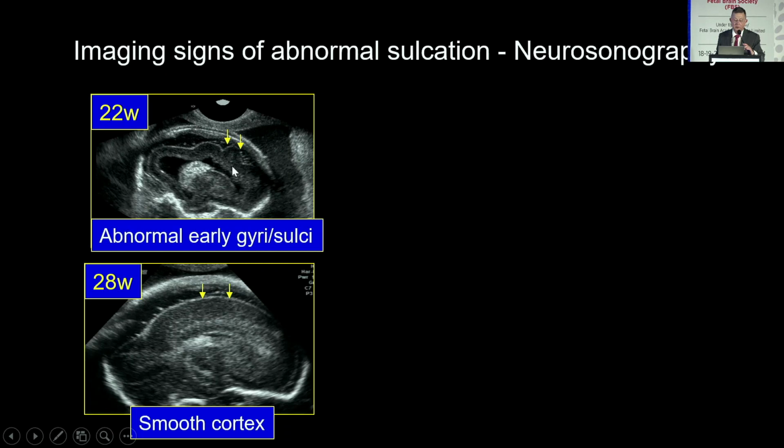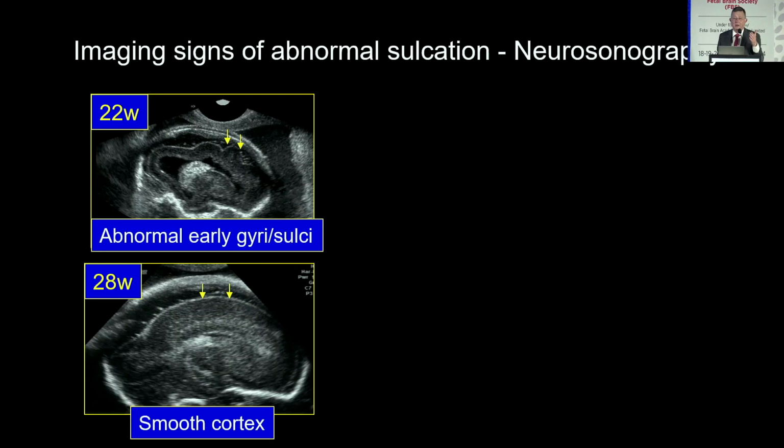Usually in these fetuses you will see associated malformations. It will be very rare to have a fetus with a malformation of cortical development that has only one finding. But you see these sulci. This means that something is abnormal. Or on the other side, you see a fetus late in pregnancy that has a completely lissencephalic pattern. You should suspect that something is wrong.